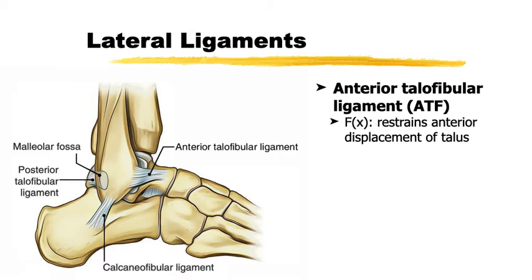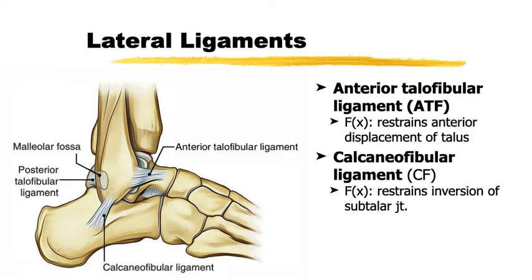And that's going to be important when we talk about ankle sprains. The calcaneal fibular ligament, or CF, connects the calcaneus to the fibula, and it restrains eversion of the subtalar joint. So it doesn't allow too much eversion. If we go over into hypereversion, that's when this ligament will get sprained.